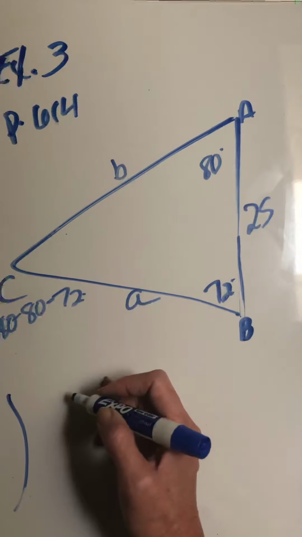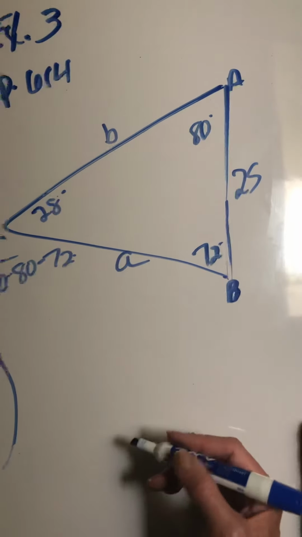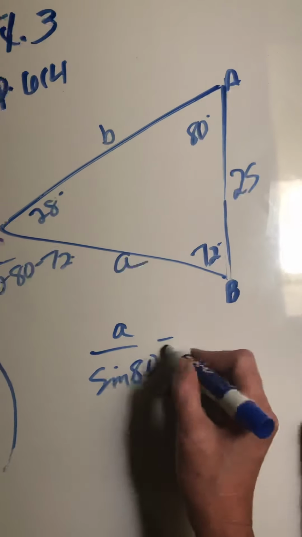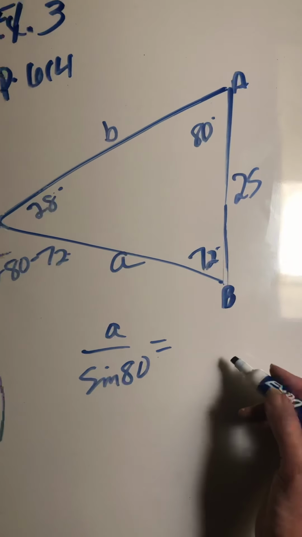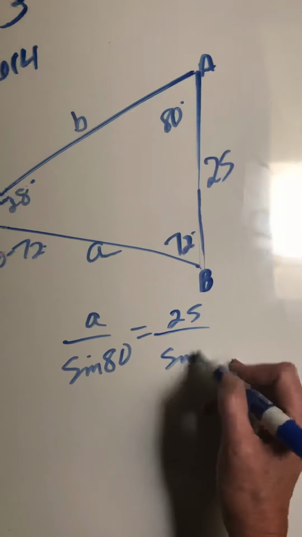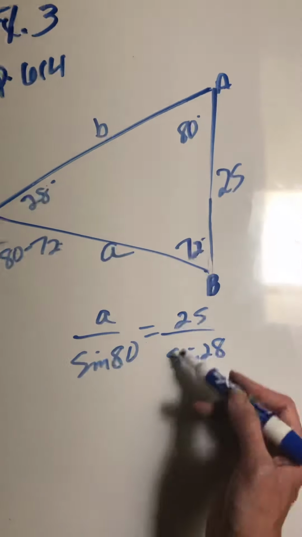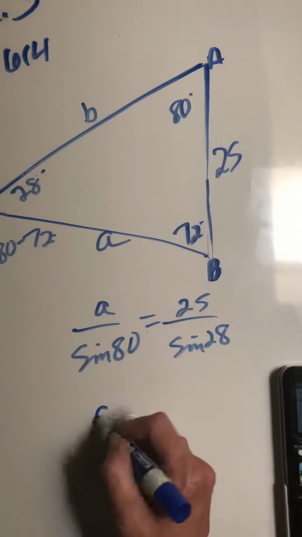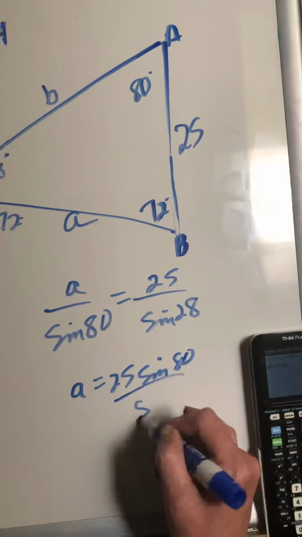So this angle would be 28 right there. Then to set up A, it'd be A over sine 80 because I'm looking for side length, so I put the side on top. A is across from 80, so that's why it's A over sine 80. And then I'm going to put 25 over sine 28, because these have to match. I can't have two variables. Like I can't put B over sine 72 in this because I can't have two variables like that. So then A equals 25 sine 80 over sine 28.